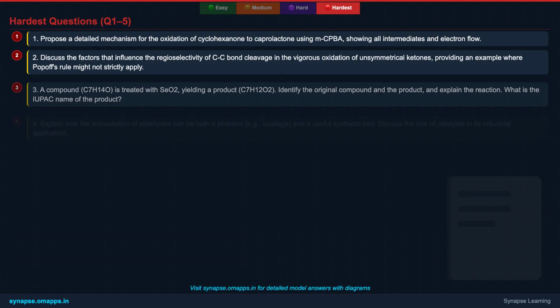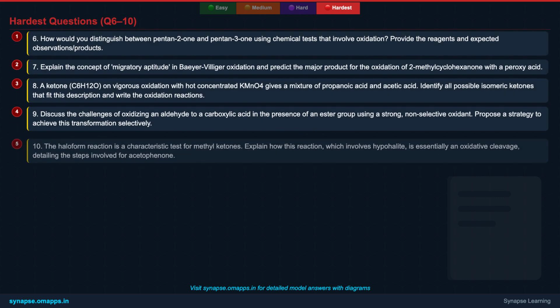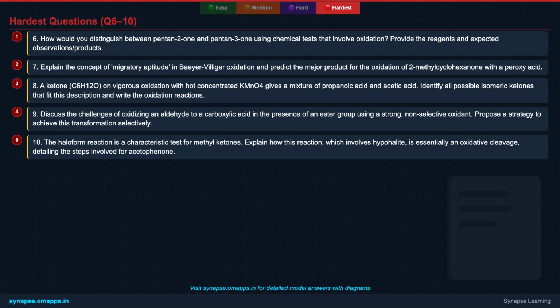Now for the ultimate challenge. These first 5 questions will test your deep understanding of mechanisms, advanced reagents, and synthetic pathways. Take your time, analyze each problem, and apply all the knowledge we've covered. And here are the final 5 questions to truly push your limits. These problems require critical thinking, integrating various concepts, and proposing sophisticated solutions. Good luck with these advanced challenges.